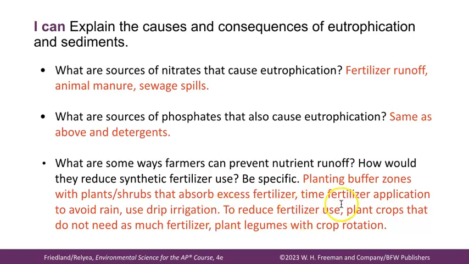To reduce fertilizer use, plant crops that do not need as much fertilizer in general. Plant legumes instead with crop rotation, because remember, legumes add nitrogen through nitrogen fixation.